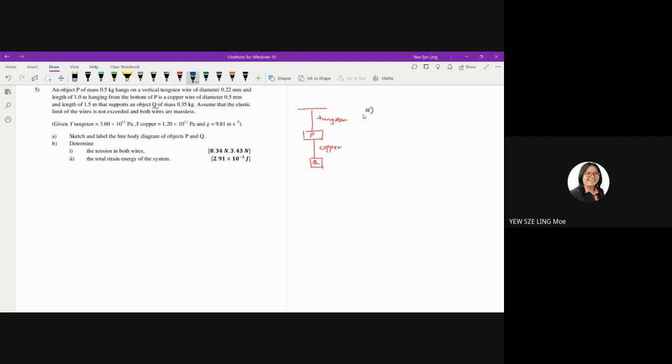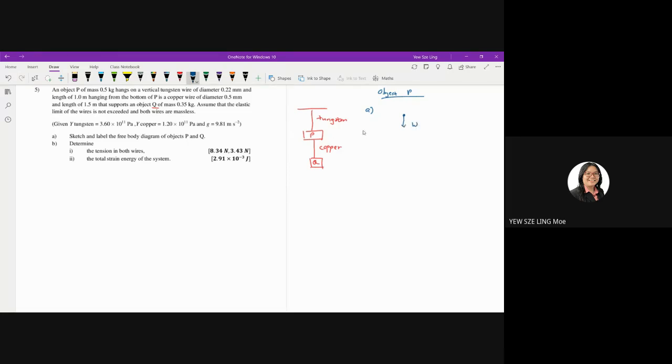Let's look at object P first. For a free body diagram, a diagram without the body, you use a dot to represent the object. So this is object P. Every object comes with mass, and whenever something has mass, it comes with weight. So we have a weight that is pointing downwards.